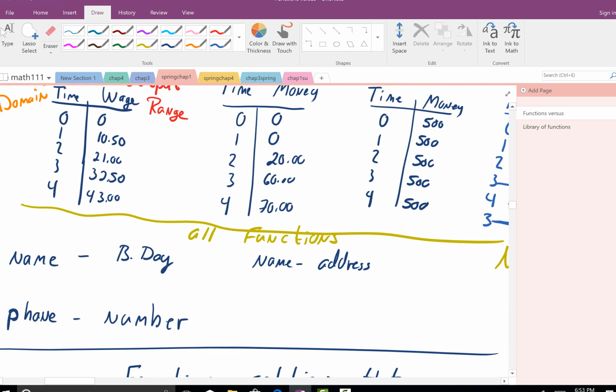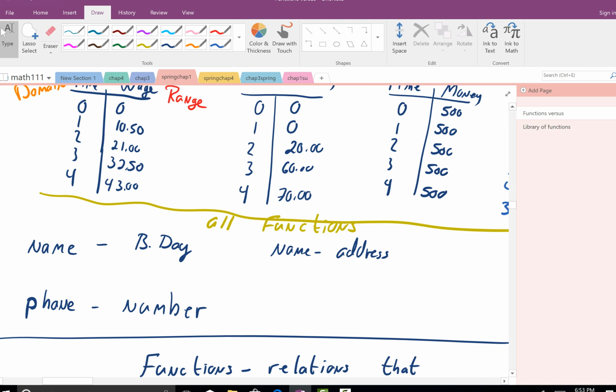So what about these non-numeric things? What about name and birthday? What do you think? Function?